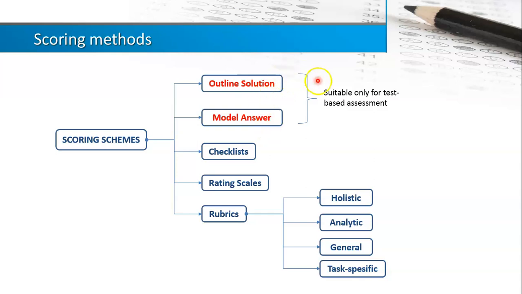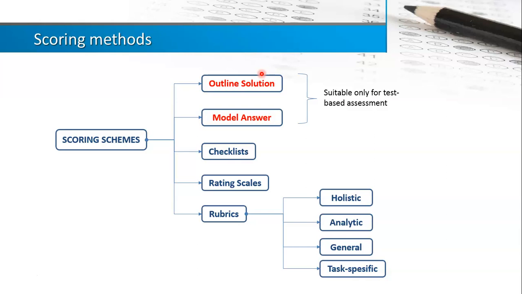Okay, so we have learned this outline of solution, which I called an analytic marking scheme last time, which is quite inaccurate. It's actually either a model answer or an outline solution. So this part we have done a little bit. This is usually used for test-based assessment. So we score the test-based assessment using correct answers.